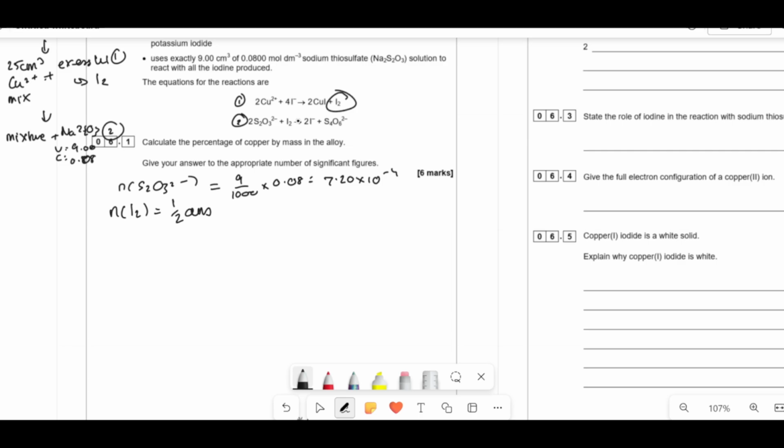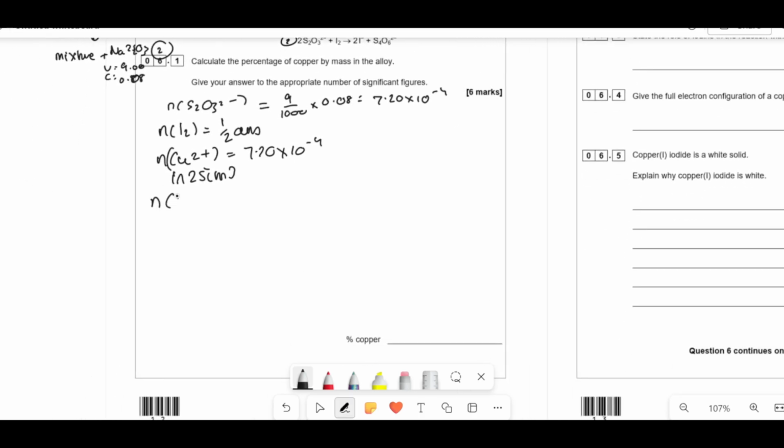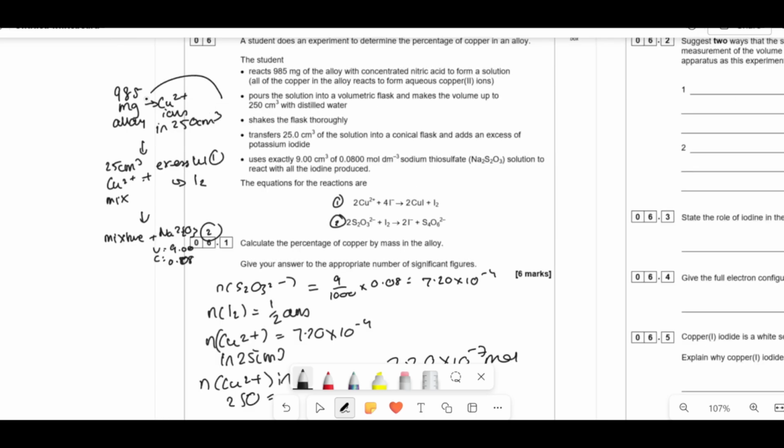But then I could see here, this iodine came from here, which reacted with the 2 Cu2+. So the moles of Cu2+ is actually your answer times a half times 2 again, so it's the same as this. So that's going to equal 7.20 times 10 to the minus 4. And this is the moles of the Cu2+ in 25 centimeters cubed, because it's at this step here. So that means to work out the moles of the Cu2+ in 250, it's going to equal your answer times 10, which is going to be 7.20 times 10 to the minus 3 moles. All of that Cu2+ in 250 has, it's literally told you, in the alloy, all of it's reacted with that, so all of that came from this alloy.